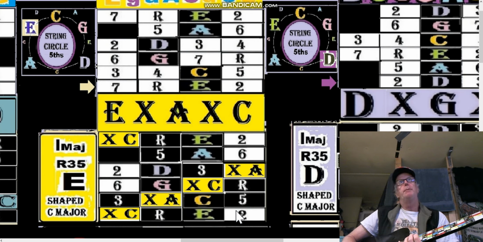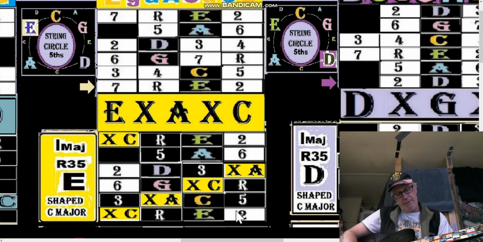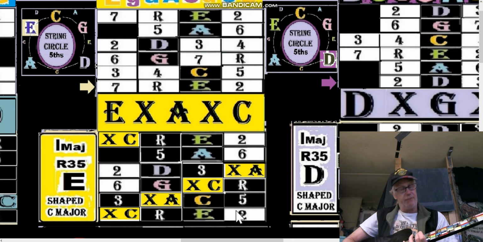Okay, let's try that one more time. Root 2, 3, 5, 6, root 2, 3, 5, 6, root 2. Okay, E shape pentatonic. Now, the E shape triad is going to just have the root. Okay, remember dash, root, dot, dot, or dash, dash.